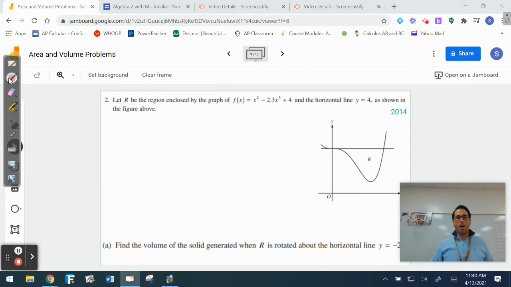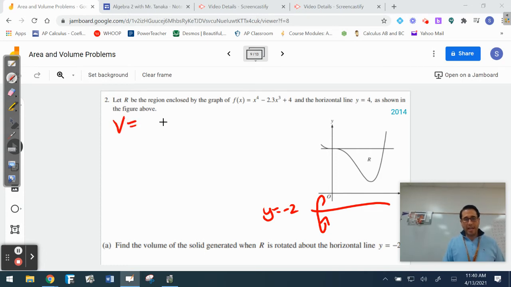Okay, we got R. It's a region enclosed. So just one region now. It is number 2, so that means, again, I have a calculator. So let's be really good at setting stuff up. It's the region bounded by that quartic polynomial and the horizontal line y equals 4. Find the volume of the region R if it's rotated about y equals negative 2. Ooh, y equals negative 2. That's way down here, right? And it's going to be rotated this way, which means I should know that it's going to be a dx problem.